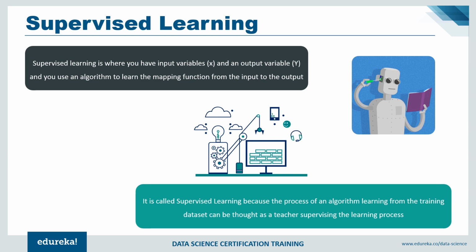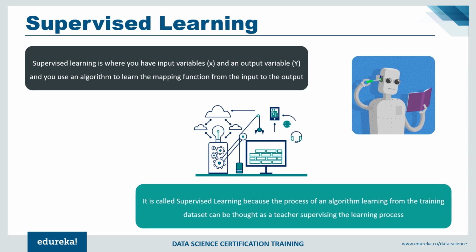Supervised learning is where you have the input variable x and the output variable y, and you use an algorithm to learn the mapping function from the input to the output, as I mentioned earlier with the example of face detection. It is called supervised learning because the process of an algorithm learning from the training dataset can be thought of as a teacher supervising the learning process.